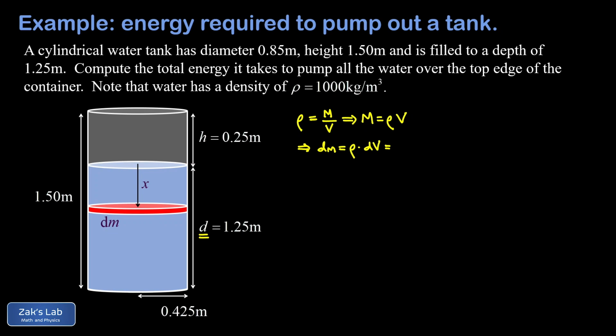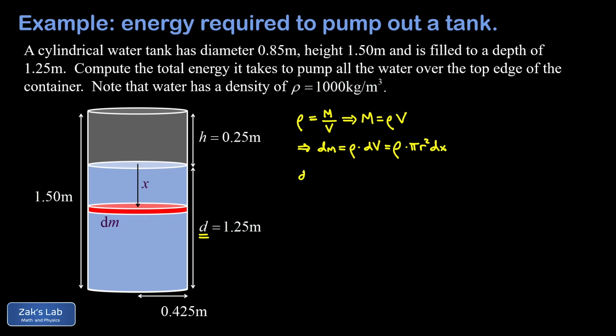Now we can express dV in terms of the parameters of the problem. That's the volume of that little infinitesimal disk. And all I have to do there is take the area and multiply by the thickness. So that's pi r squared. And then the thickness is a small increment in x that we'll call dx.